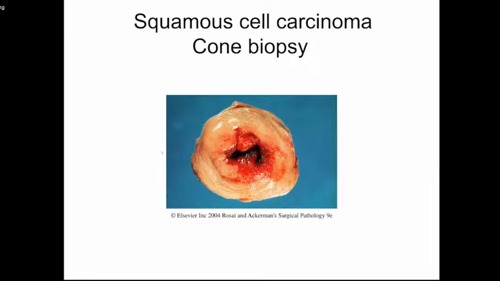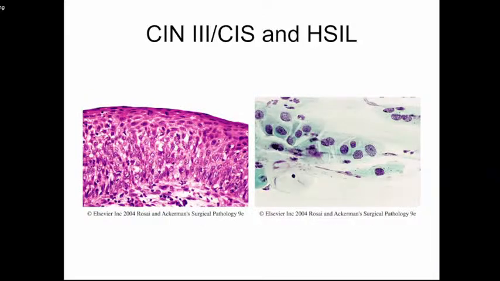with abnormal cells. There's no maturation, lots of mitotic figures, loss of polarity. The cells are going in every which direction, and this would be the equivalent pap smear. This is what we'd see on a pap smear of this lesion. Okay, these are squamous cells, intermediate and superficial cells with very large, dark, hyperchromatic nuclei.